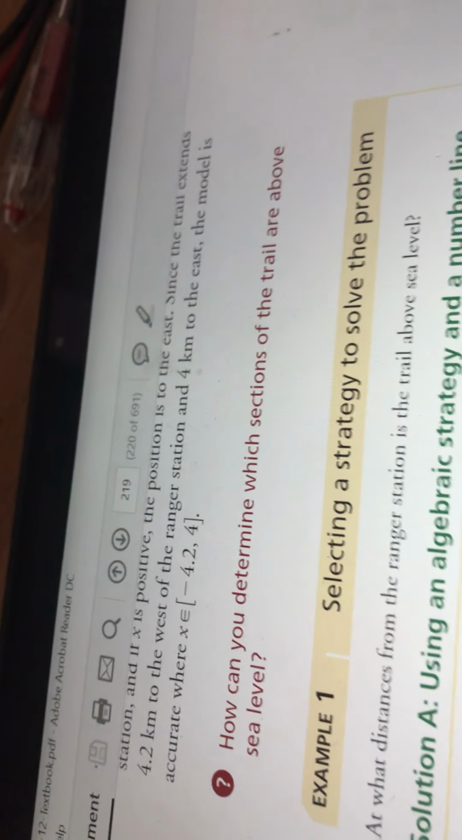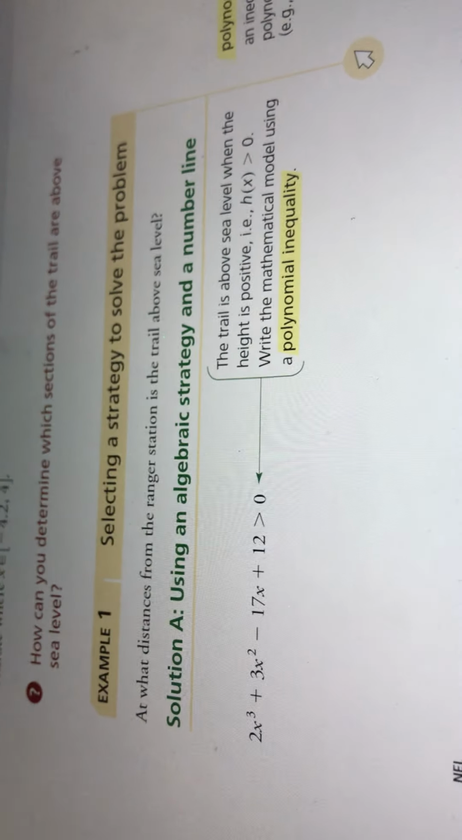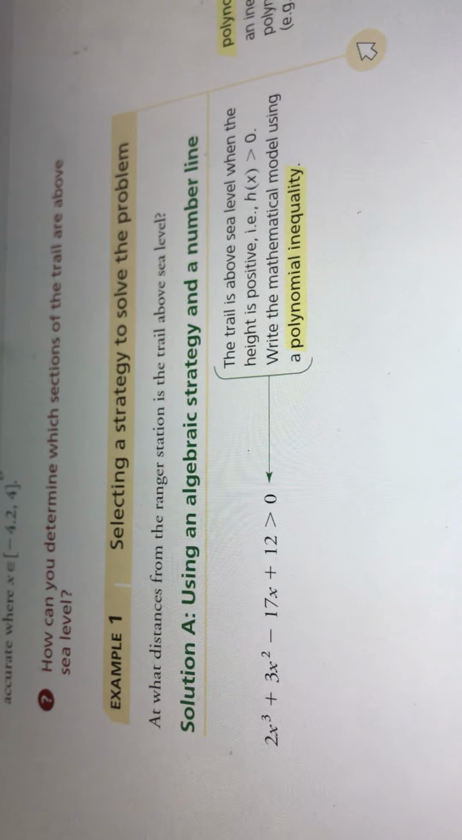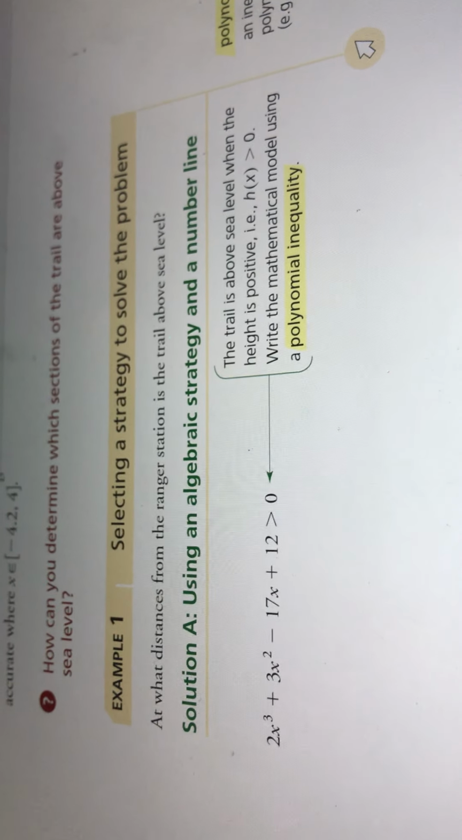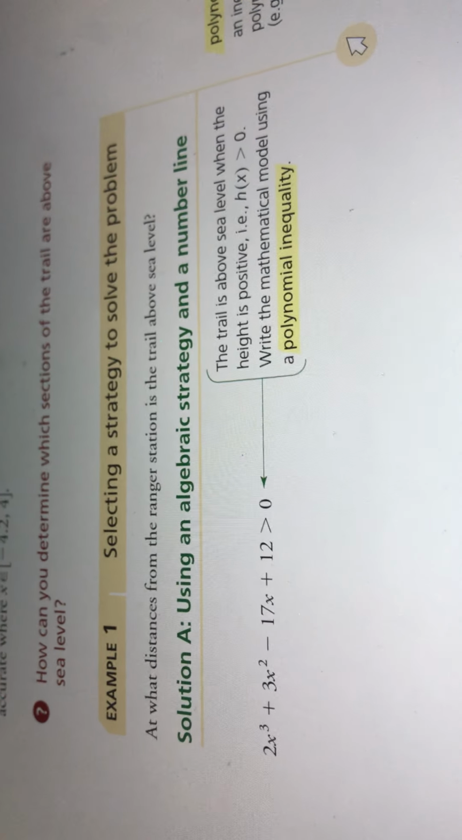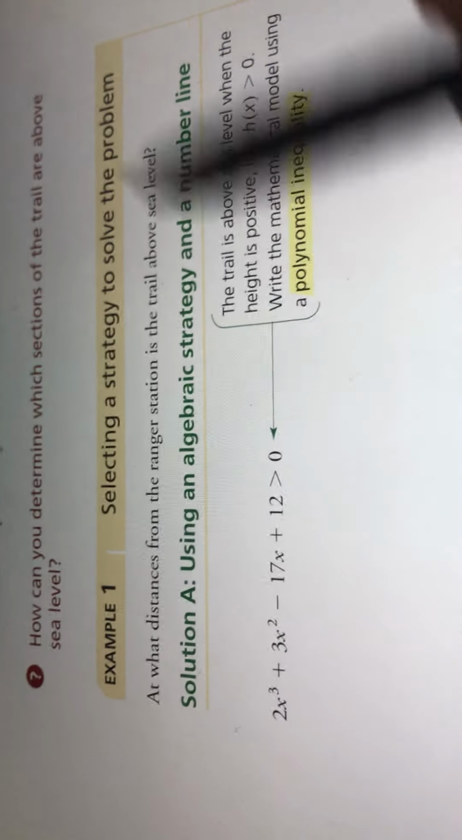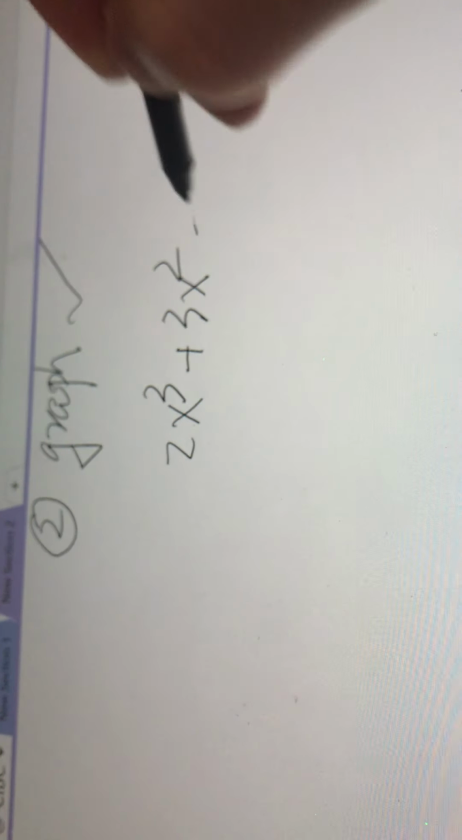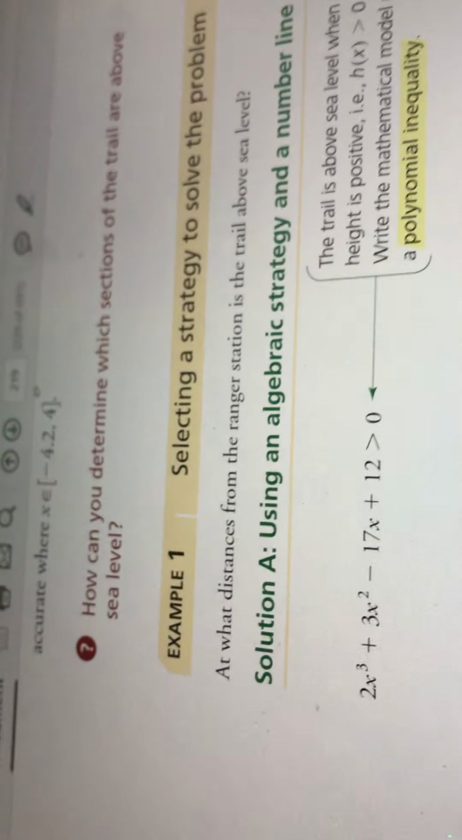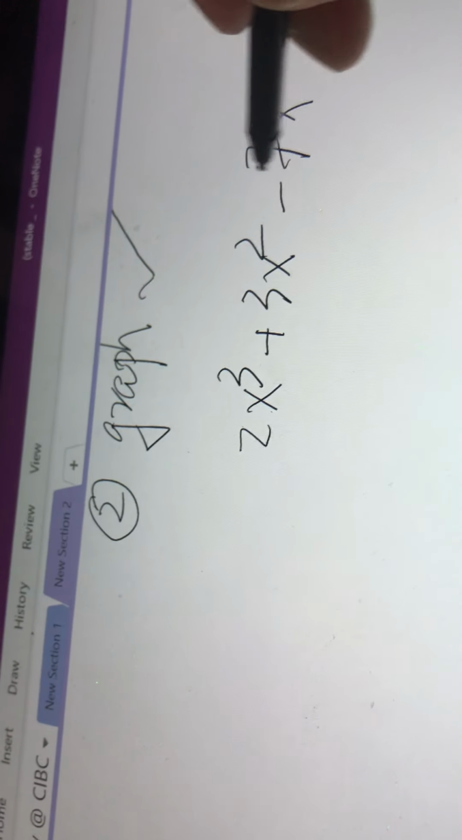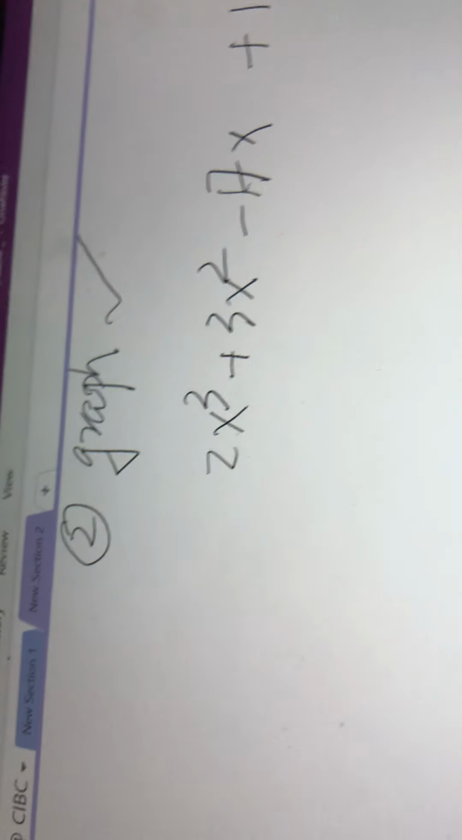The first question. We want to find the x value or the range, the interval for x, which will meet this requirement, which is 2x cubed plus 3x squared minus 17x plus 12 should be bigger than 0, right?